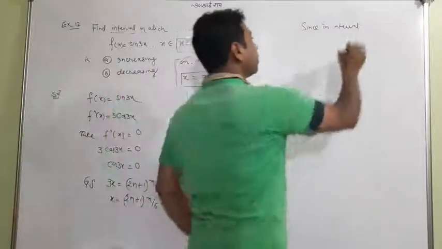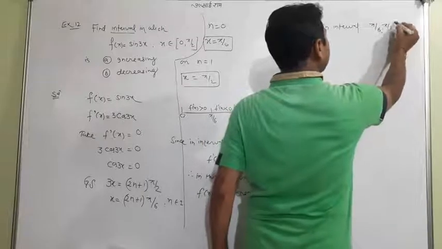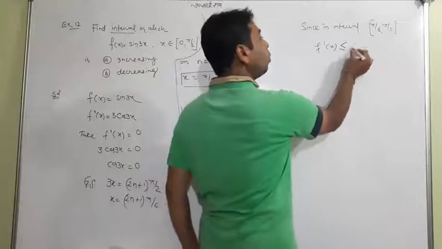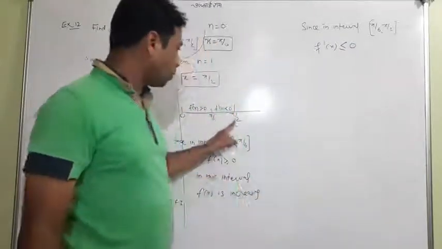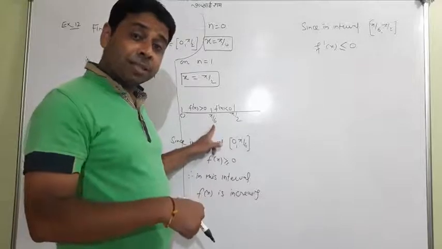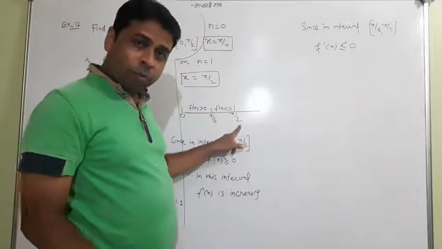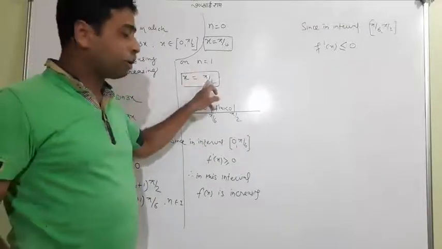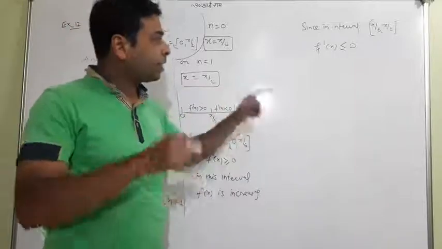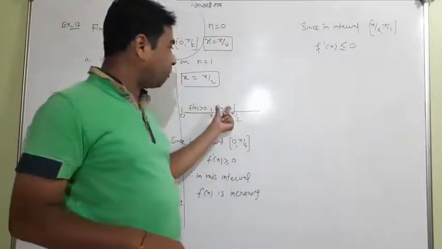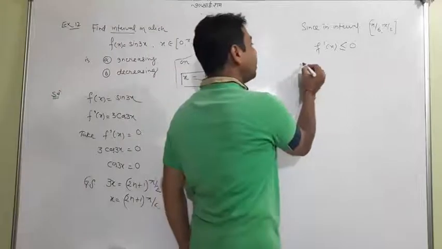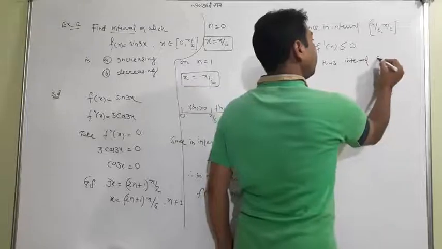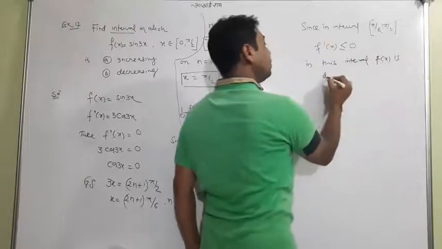And second, since in the interval pi by 6 to pi by 2, one should be assured that f dash x is everywhere either negative or equal to 0. Why am I taking equal to 0? Because these two are critical points. At pi by 6, f dash x was 0. At pi by 2, f dash x was 0. So at critical points f dash x is always equal to 0, and between them we have f dash x less than 0. So I'll say that in this interval the function is a decreasing function.